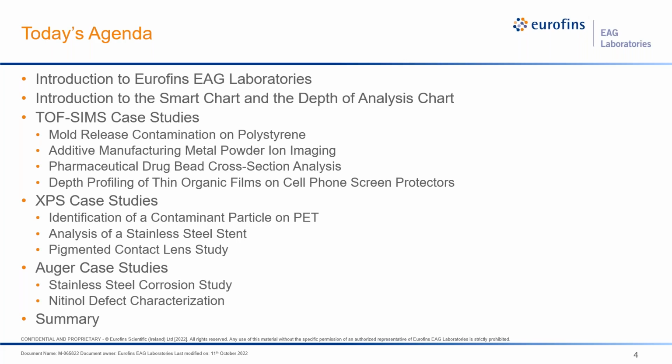For the XPS, the case studies will be identification of a contaminant particle on PET, analysis of a stainless steel stent, and a pigmented contact lens study. For the Auger, the case studies are a stainless steel corrosion study and a nitinol defect characterization.